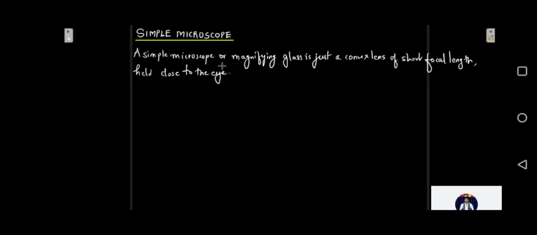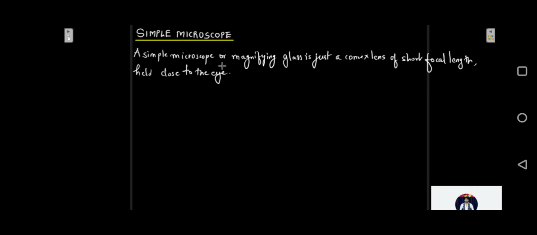So today we are going to learn the next optical instrument, that is a simple microscope. So what is a simple microscope? Simple microscope is nothing but a magnifying glass. A magnifying glass is nothing but a convex lens having a short focal length which will be held very close to the eye, and we will get a magnified image of the object which you intend to see.